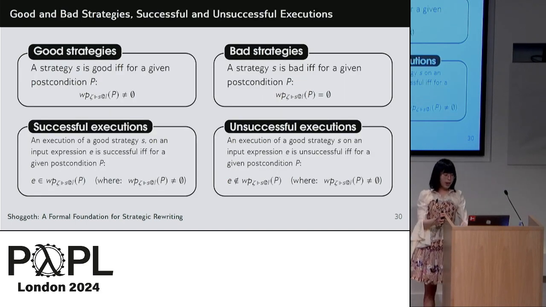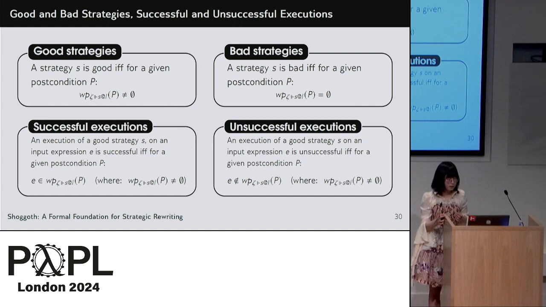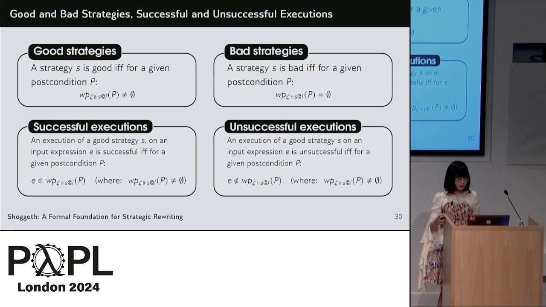And now we can characterize good and bad strategies, successful and unsuccessful executions, based on our weakest precondition calculus. The good strategies are the ones where, for a given postcondition, the weakest precondition is not an empty set, and bad strategies are the ones where, for a given postcondition, the weakest precondition is an empty set. And for a successful execution, the input expression is indeed in the weakest precondition set, and we can define unsuccessful execution similarly.